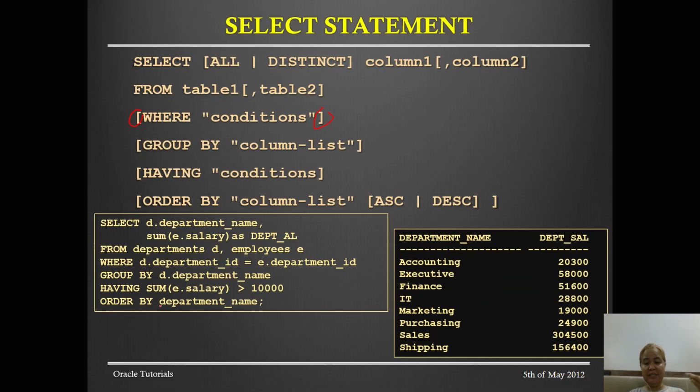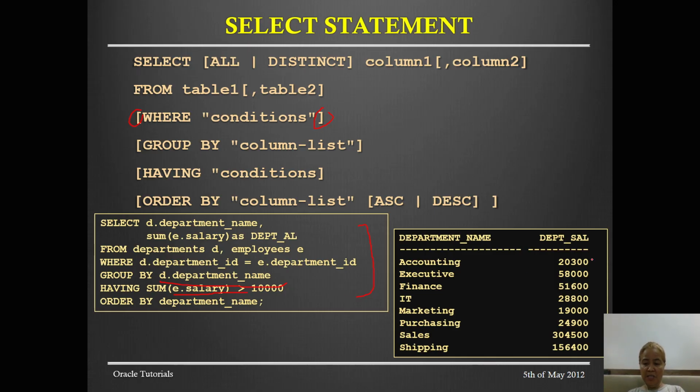So, in this case, dito sa ating command na ito, ay ito yung ipapakita niya sa atin. Kasi ang ginawa natin dito ay group natin yung department. So, the department name, ipinapakita natin dito. Tapos, yung salary niya ay atin pong i-sum up. Tapos, ang ipapakita lang daw niya ay yung greater than 10,000.